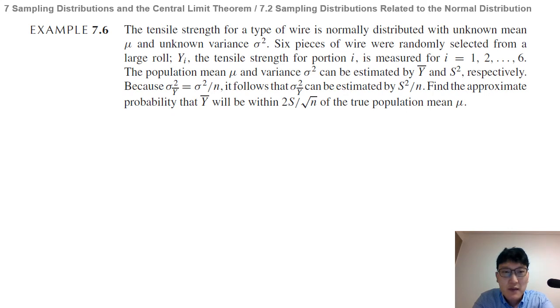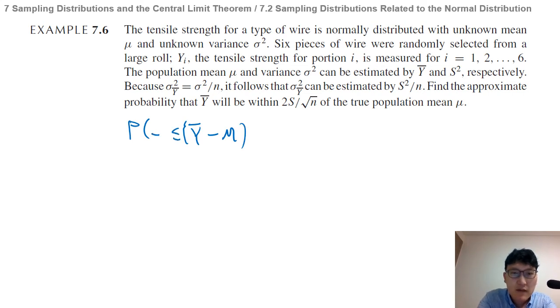Find the approximate probability that Y bar will be within 2S divided by square root of n of the true population mean mu. So we want to find the probability of Y bar minus mu being within 2S divided by square root of n range.